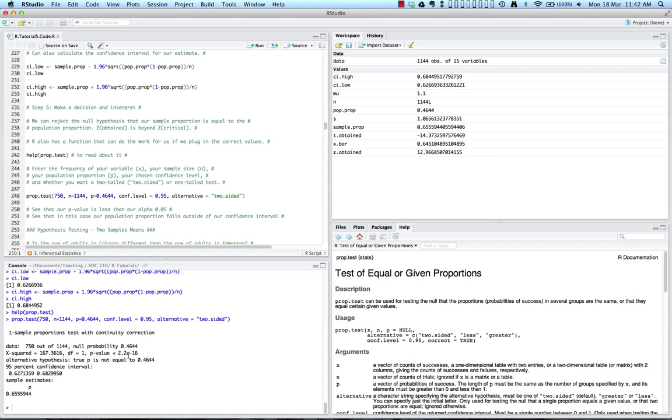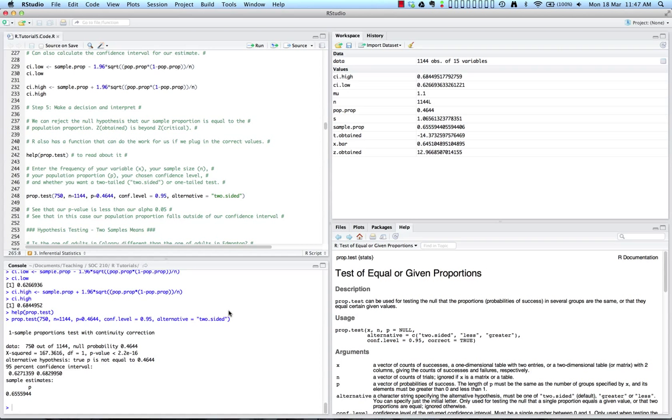We can also see that our population proportion falls outside of our confidence interval as well. So this is how we could calculate population proportions and do a hypothesis test for a single population proportion in R. In addition to calculating hypothesis tests for single samples, we can also conduct hypothesis tests across two samples in R.